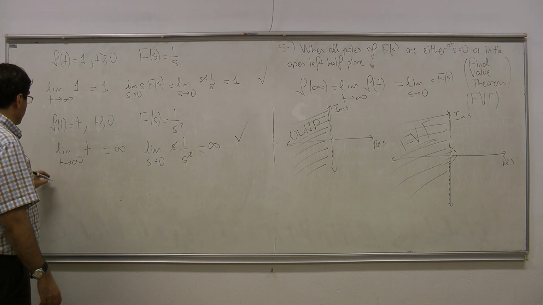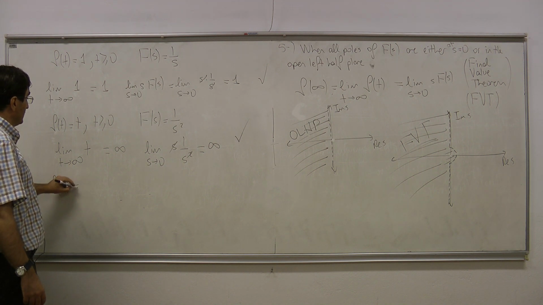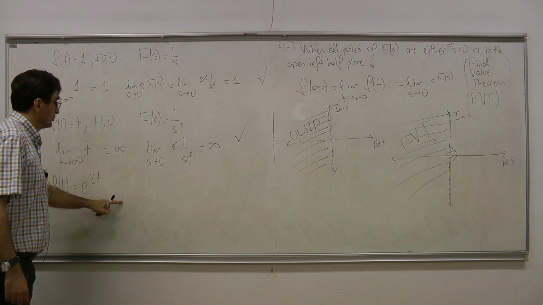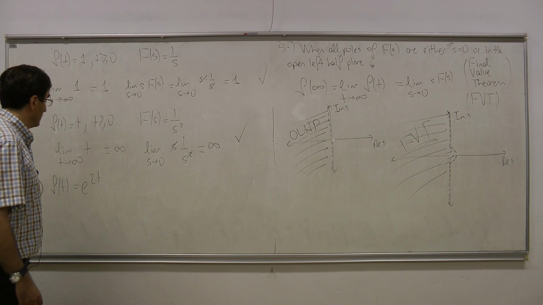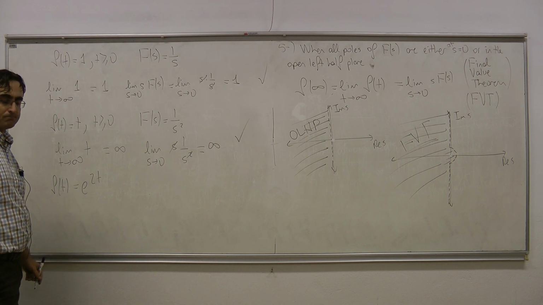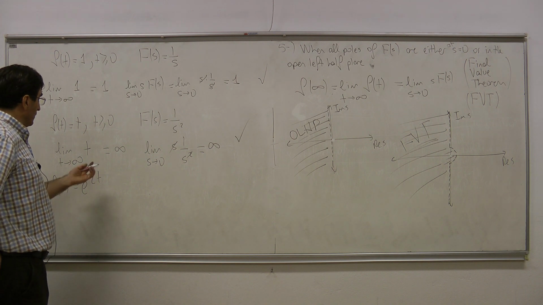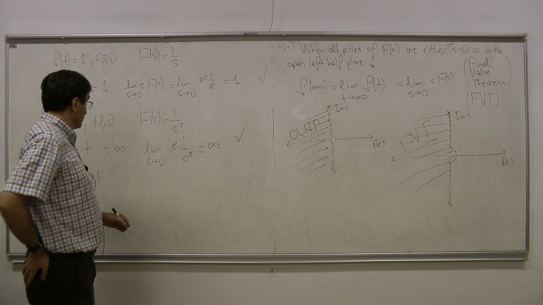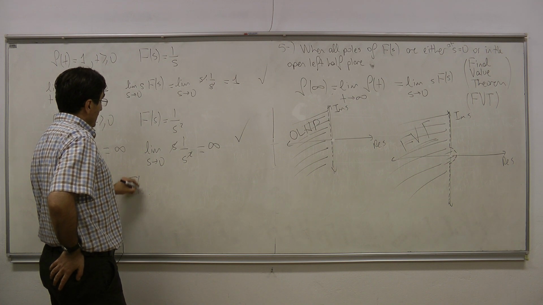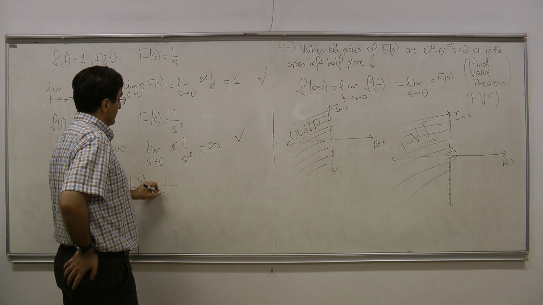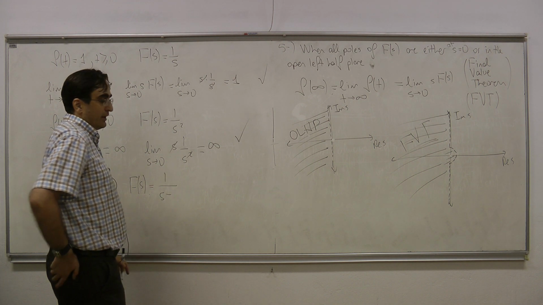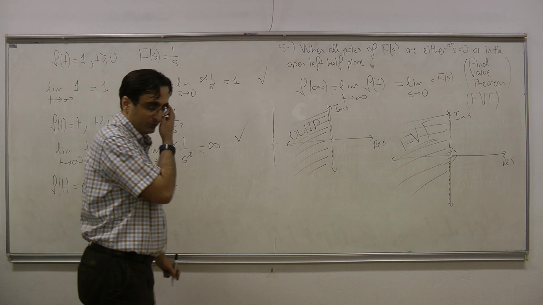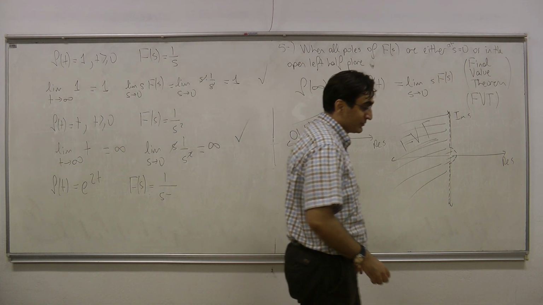Let us look at another example. f of t is equal to e to the 2t, all right? So what is the Laplace transformation of this thing? It was F of s is equal to 1 over s minus 2. That is the question.